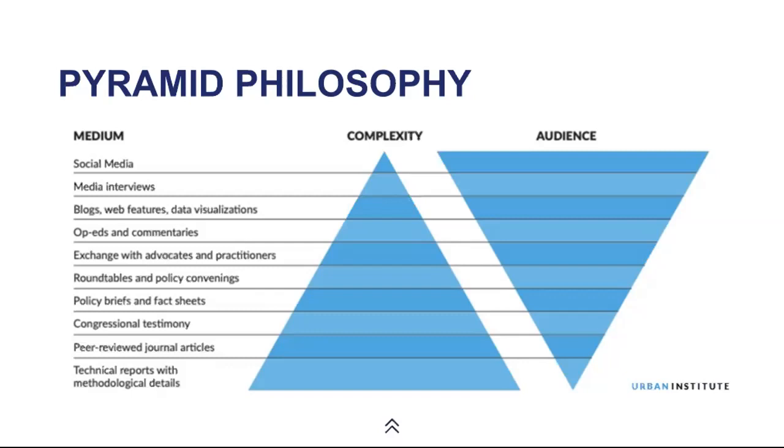Whereas if you scroll down a little further, you see peer-reviewed journal articles and technical reports are quite heavy, they're quite complex. So as a result, the audience is also quite small. You don't reach as large of an audience when it's more technical content you're working with.